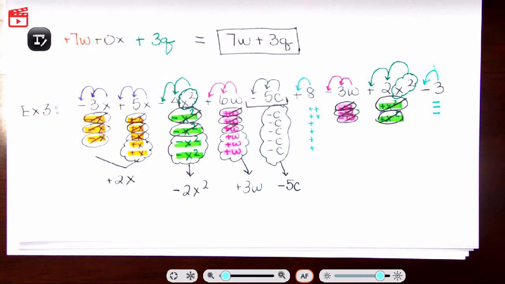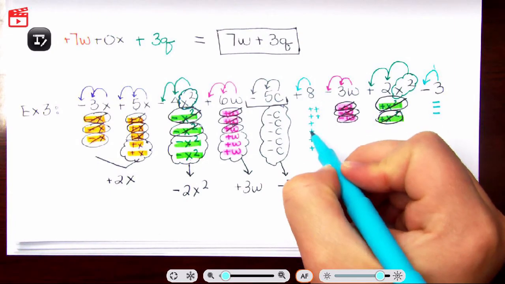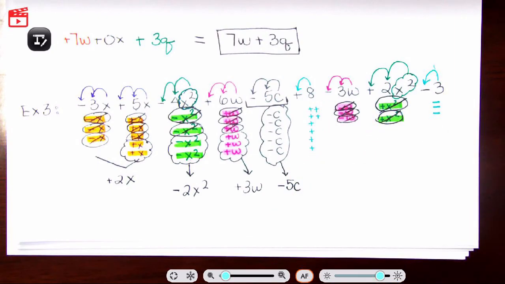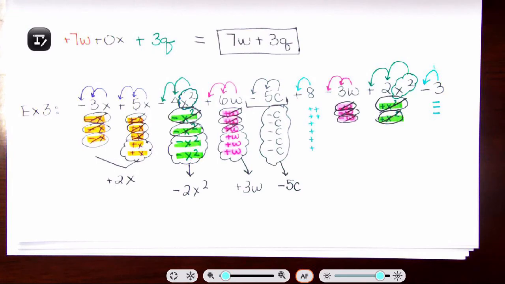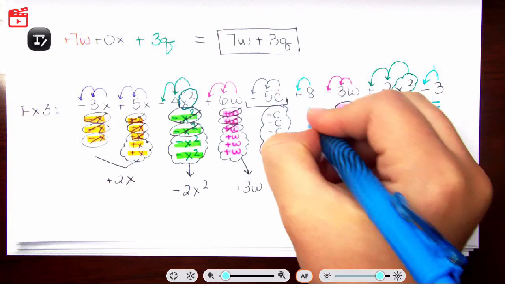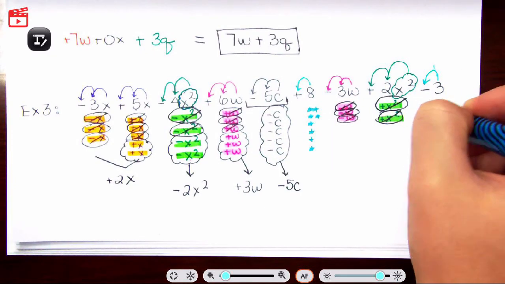All right, next up is I have just my numbers. Just my numbers. So I have, what do I have? I have 1, 2, 3, 4, 5, 6, 7, 8 pluses. And I have 3 minuses here. Now I don't have a blue highlighter. Oh, I do have a blue highlighter. There you go. So I have 1, 2, 3, 4, 5, 6, 7, 8. And I have 3 minuses.